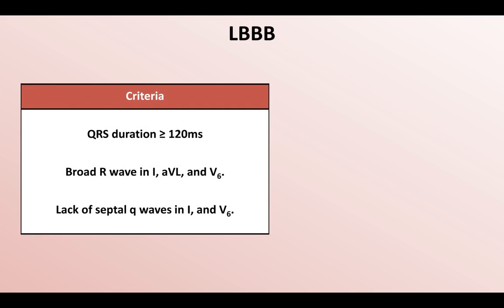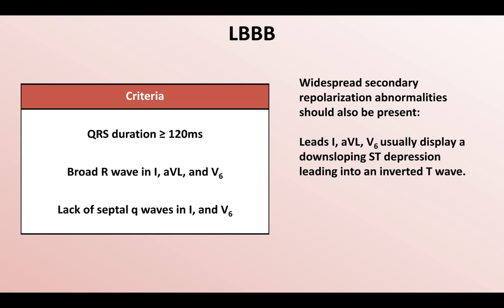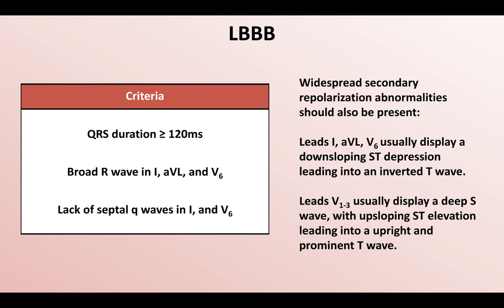Typical diagnostic criteria for left bundle branch block includes a QRS duration equal to or greater than 120 milliseconds, a broad R wave in 1, AVL and V6, and a lack of septal Q waves in 1 and V6. As previously stated, there are widespread repolarization abnormalities seen. In leads 1, AVL, and V6, there is usually a downsloping ST depression leading into an inverted T wave. And in leads V1 through V3, there is usually a deep S wave with upsloping ST elevation leading into an upright and prominent T wave.